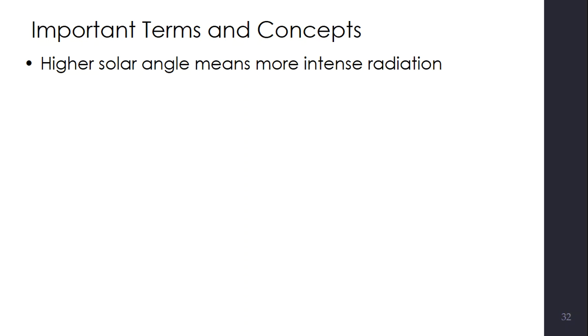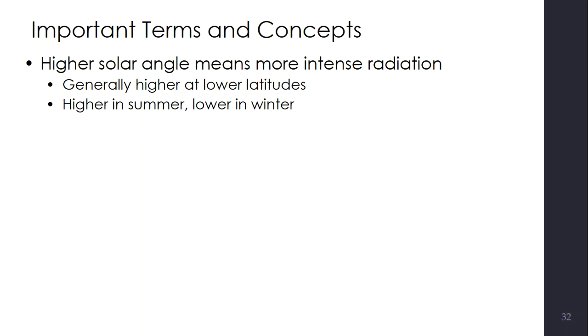It's during that middle part of the day when the sun is highest in the sky. That's when we're getting the most intense radiation. It's generally higher at lower latitudes. Again, those lower latitudes, those tropics and near the equator, are getting more intense radiation. It's higher in the summer and lower in the winter, which is very intuitive, right? We're not getting as much radiation in the winter.